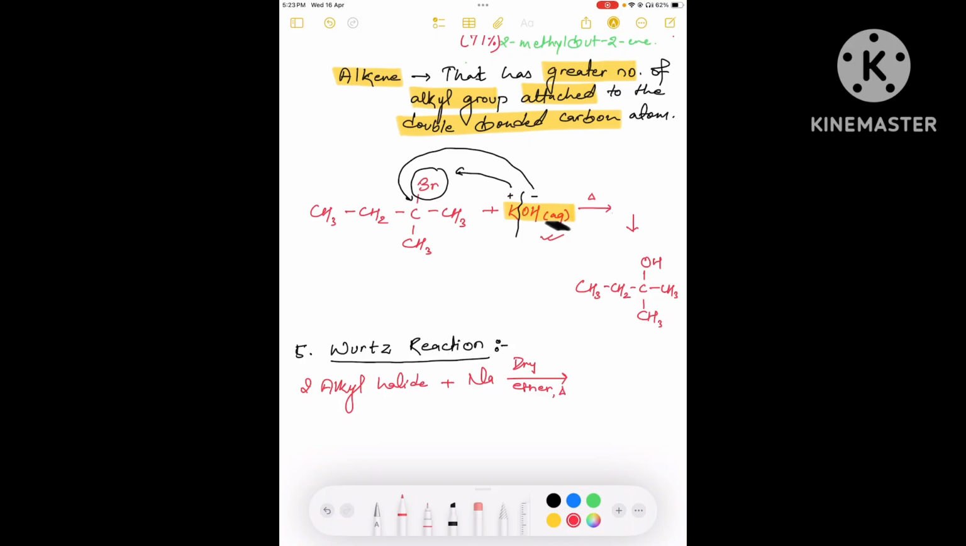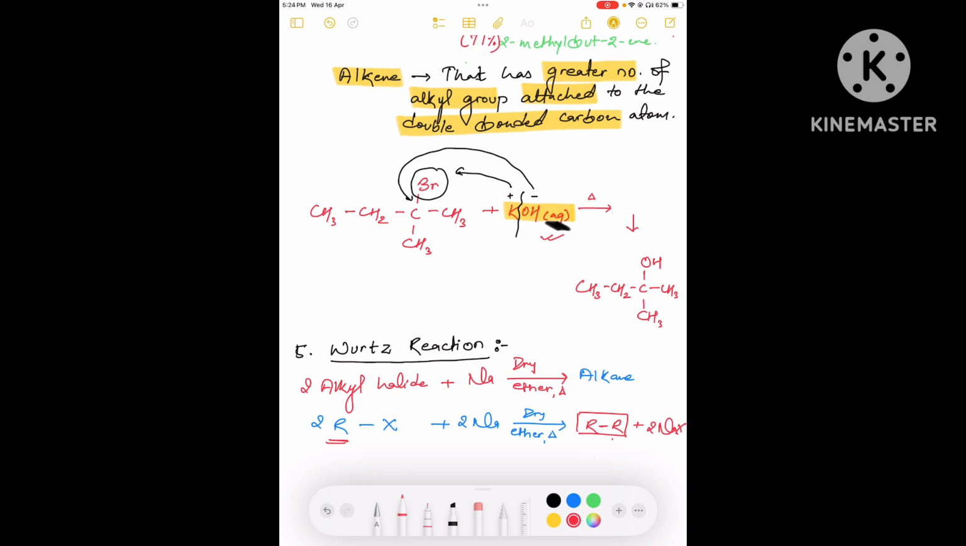If you are heating it in the presence of dry ether, it will generally form an alkane. Let me take an example. If I have RX and I am treating two molecules of RX with two molecules of Na in the presence of dry ether and heating it, what will it form? It will form double the number of carbons. If you have one carbon in the reactant, you will have two carbons in the product. If you have two carbons in the reactant, in the product you will have four. If you have three, the product will have six. So exactly the number of carbons will be double, along with the liberation of two molecules of NaX.